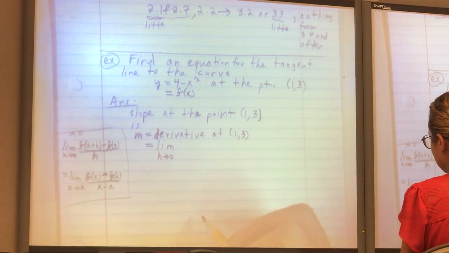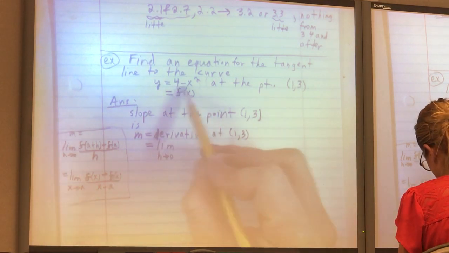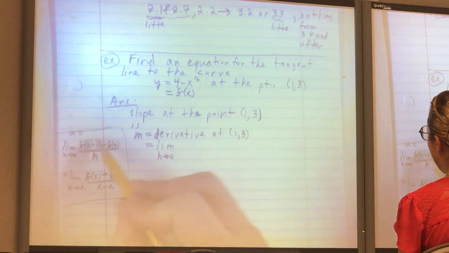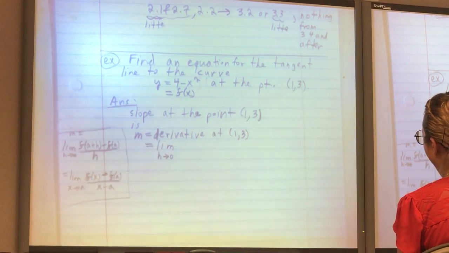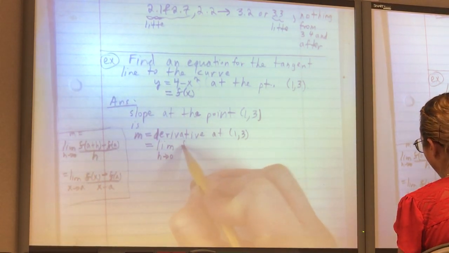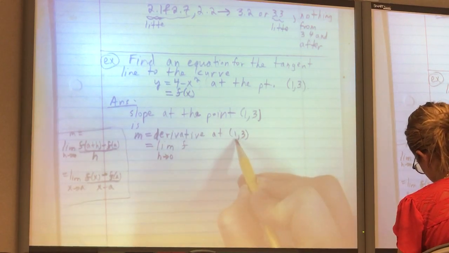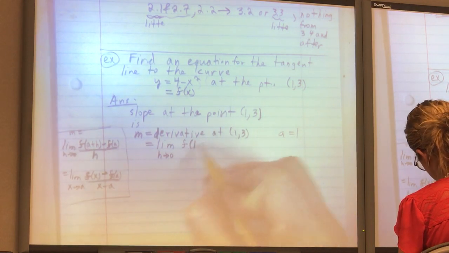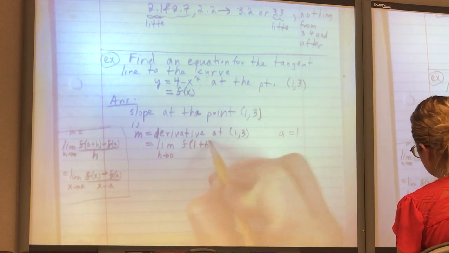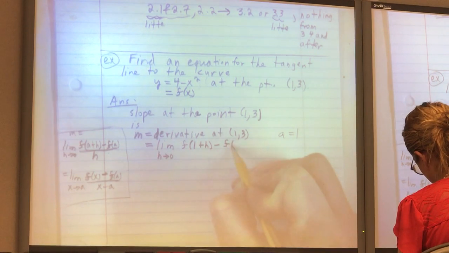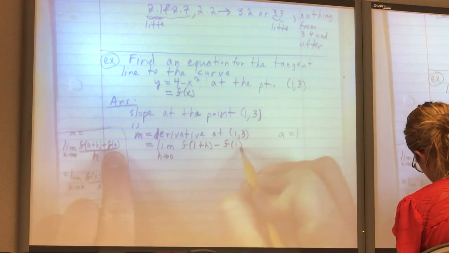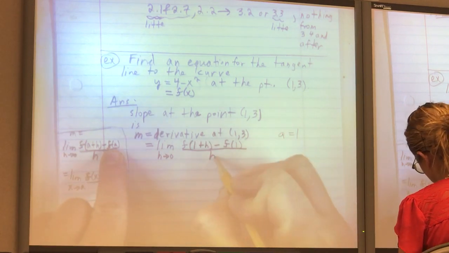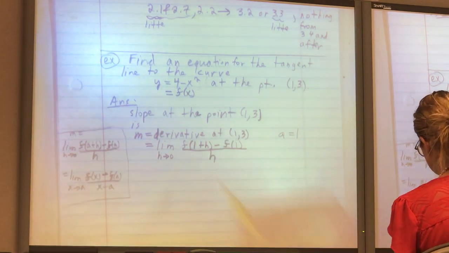Okay, so the derivative at 1, 3, the derivative of what? The derivative of this function. And I'm writing the function as f of x. So let's use this form because that's the one that I used for this problem. So f of a here is 1. That's the value. It's going to be f of 1 plus h minus f of 1 over h. Is that clear?